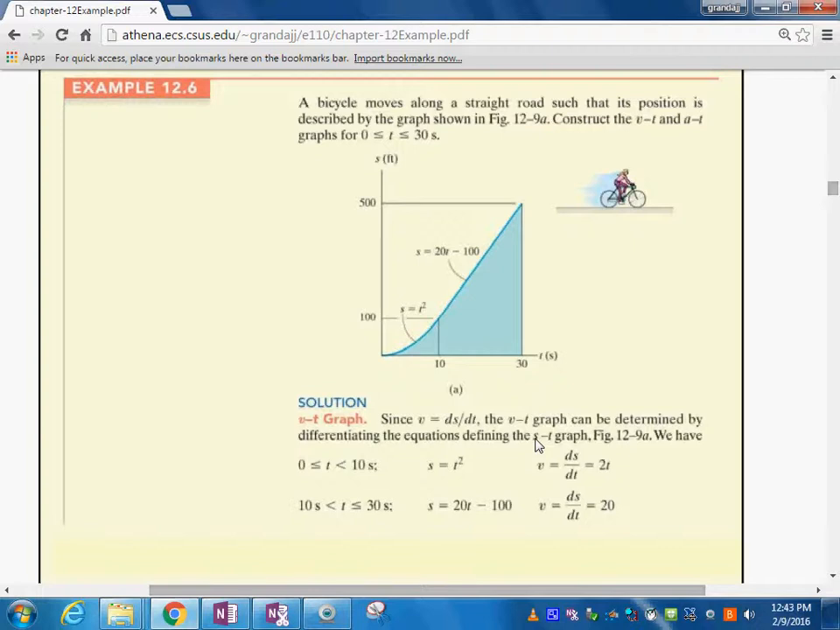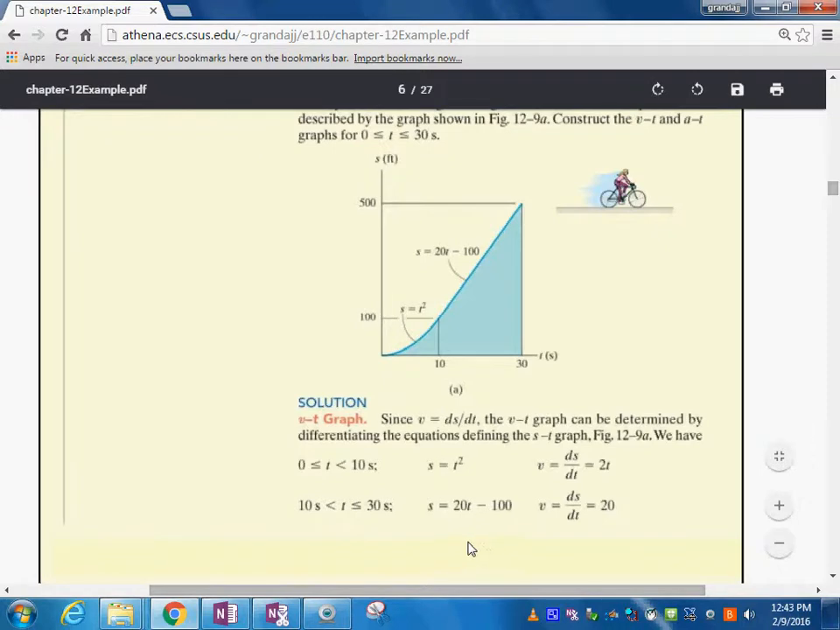But after 10 seconds and less than 30 seconds, that s is 20t minus 100. So what I'm trying to say is that in many problems we might know just pieces of the motion, and depending on what we know, we will apply the equations.